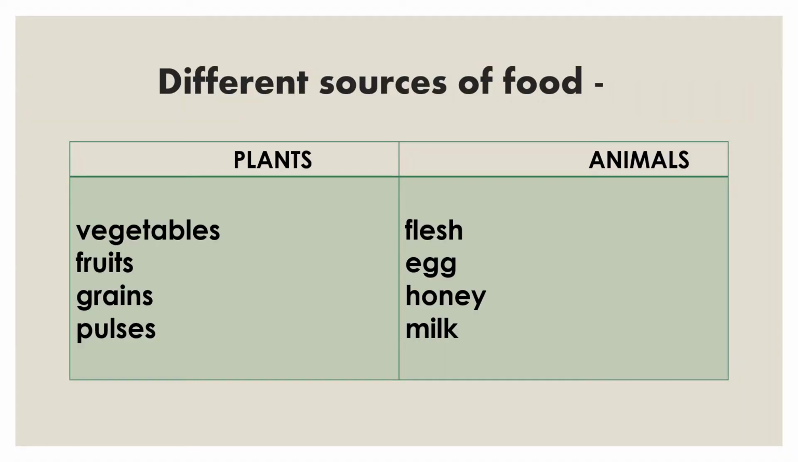Now, students, have you ever wondered where our food comes from? Does it come from some magical place? Or does it come from something which we already know? Well, as you can see on our screen, the food we eat comes either from plants or animals or both. From plants we get vegetables, fruits, grains, pulses. From animals we get flesh like chicken, meat, fish. We get egg, honey, milk.